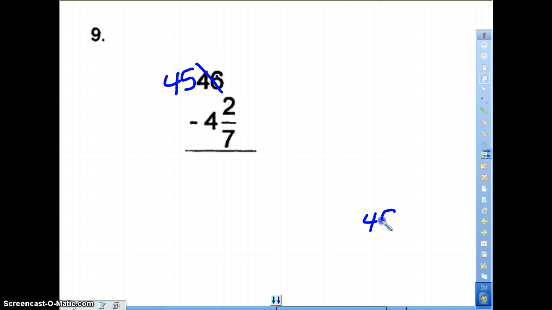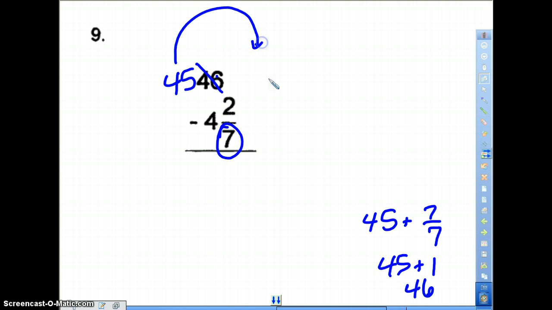It's going to be 45 plus another whole, and your whole is determined by that guy right there. 7/7. Since 7/7 is another name for 1, when you add it back to 45, you get the 46 we started off with. Okay, so that one whole that we borrowed, I'm going to call it what? Yeah, we're going to call that one whole I borrowed 7/7. Now I've got a whole that's been busted up into 7 equal pieces, and I can remove 2 of them. So 45 subtract 4 is 41, and 7/7 subtract 2/7 is 5/7.